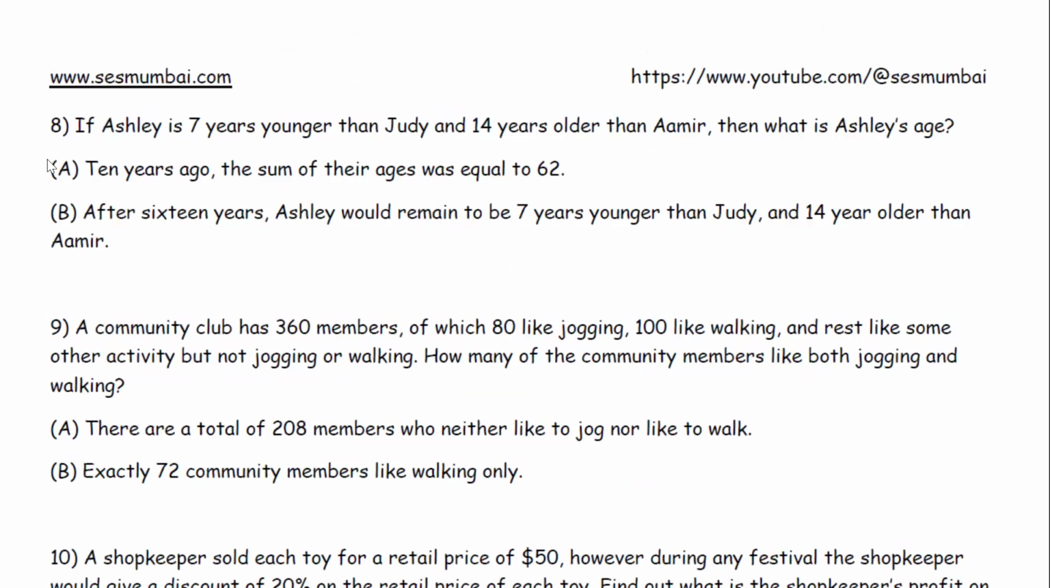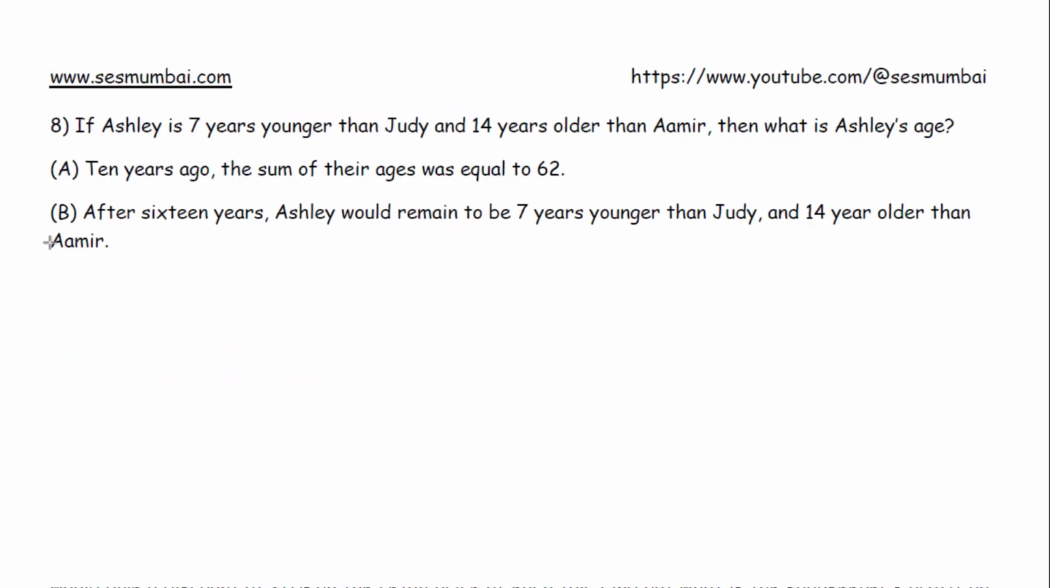So this is the one I was speaking to you about, the typical word problem question where there's a translation happening. Ashley is 7 years younger than Judy. So if I subtract 7 from Judy, it will be equal to Ashley. And Ashley is 14 years older than Amir. So if I add 14 to Amir, then Amir's will be equal to Ashley, right? Because Ashley is 14 years older than Amir. So the only way they can equate is when you add 14 to Amir and subtract 7 from Judy.